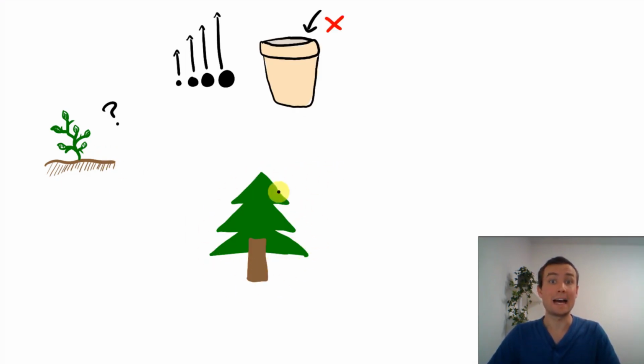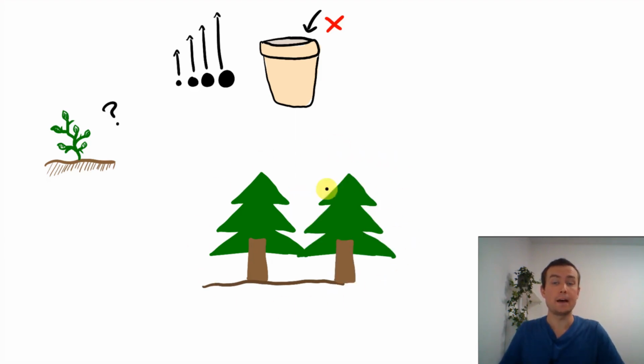This is a tree. A tree. Is this a tree? No. This isn't a tree, it's a plant. A plant growing in the ground. The ground. Here are two trees. One tree, two trees.